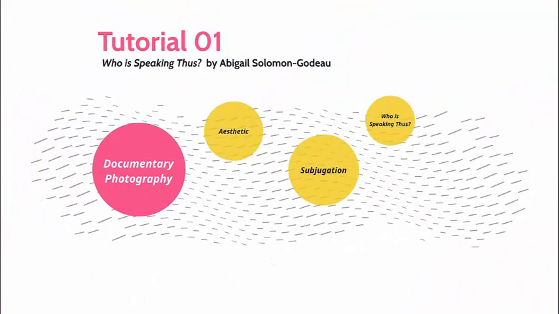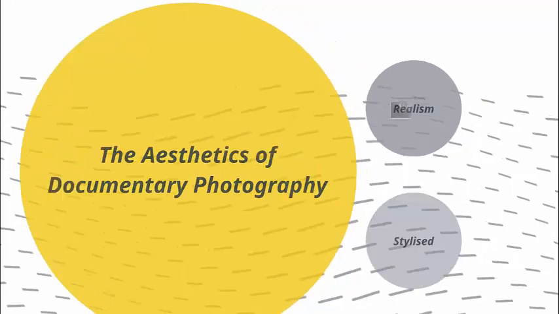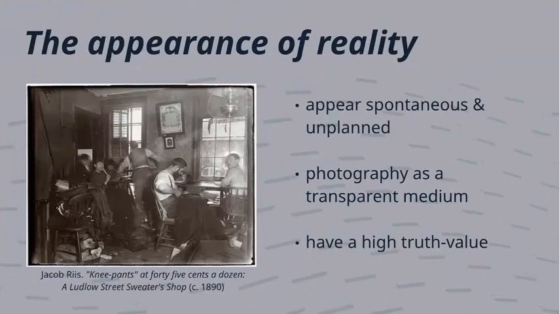So when you think about the aesthetics of documentary photography, what we're really thinking about is a set of visual rules that govern the look and feel of an image, in this case, a photograph. One such aesthetic is known as the realist aesthetic, and this is the look and feel of the photographs of Jacob Riis. They are an example of realist photography, in that they appear spontaneous and unplanned. They embody this notion that Solomon-Godeau calls the transparent nature of the medium, and they have a high truth value, meaning that they appear to be a direct trace of reality.